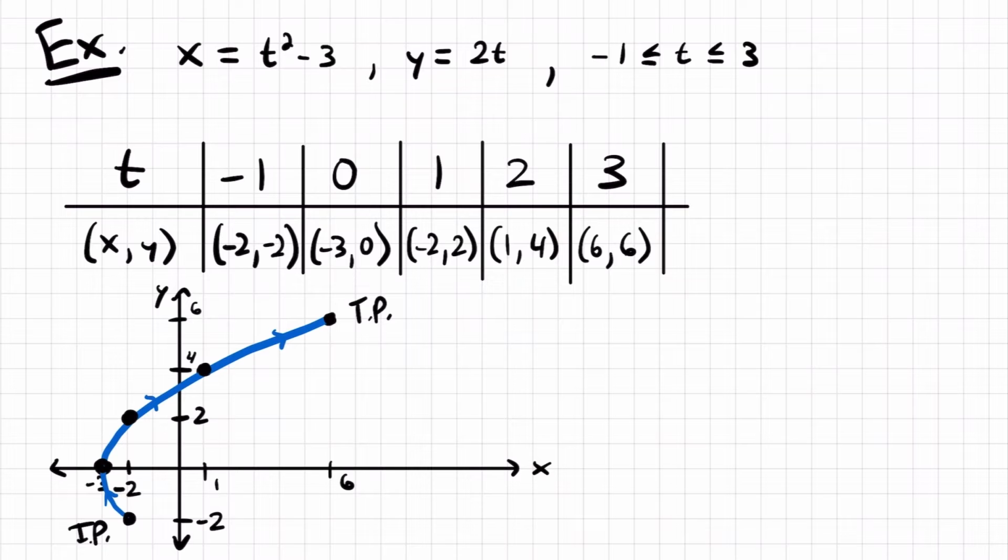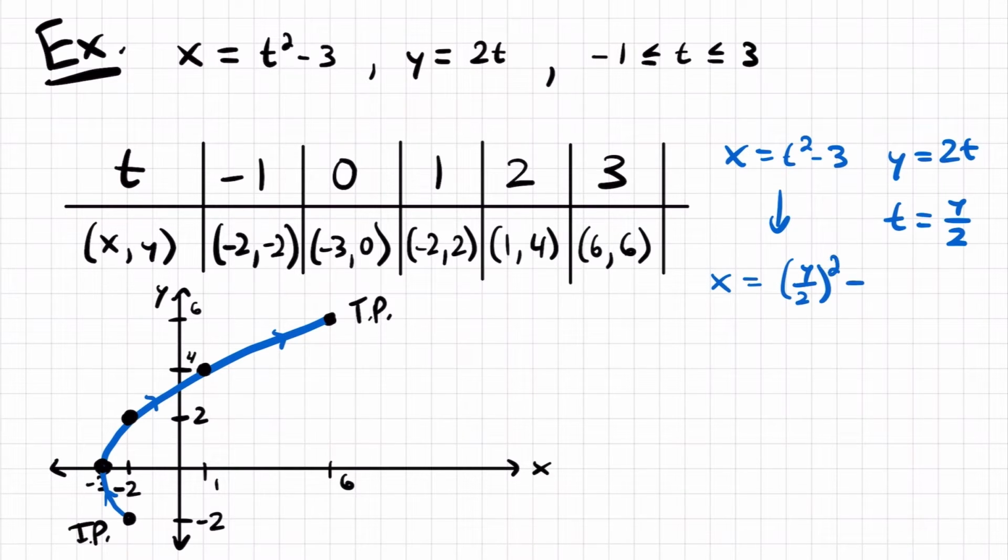If we take a look at those on the side, x is equal to t squared minus 3, and y is equal to 2t. What we can do is solve for t in one of our equations and then plug that into the other equation. So for example, in our y equation, we can solve for t by dividing both sides by 2. So what we'll have is that t is equal to y divided by 2. Now we can plug y divided by 2 in for t in our x equation. So what we'll have is that x is equal to (y divided by 2) squared minus 3.